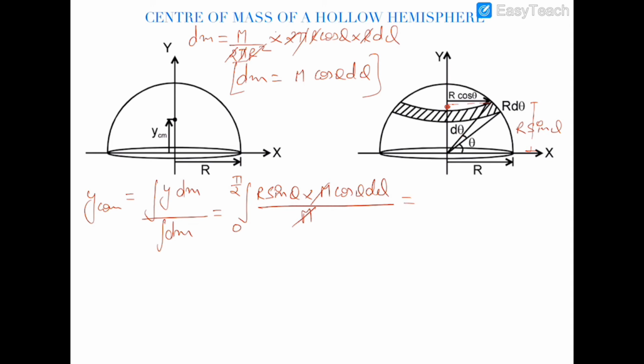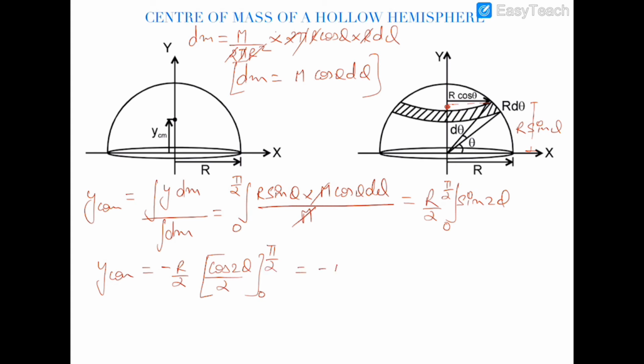So this is equal to r by 2 sine 2 theta integration 0 to pi by 2. You know the formula that sine theta cos theta is equal to sine 2 theta by 2. So YCOM will be equal to r by 2. The integration of sine 2 theta will be cos 2 theta by 2 with a negative sign, and the limit will be 0 to pi by 2.